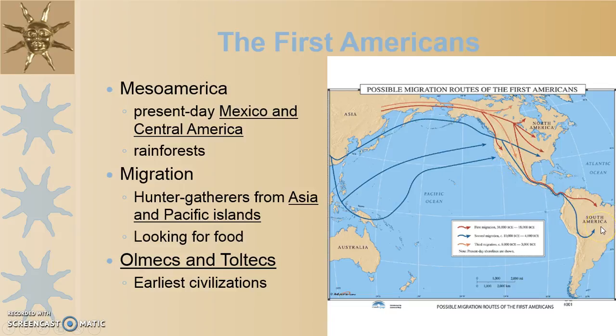But nonetheless, the people that migrated to the continent did follow food south and ended up settling in these areas. The first civilizations that we know of in Mesoamerica are the Olmecs and the Toltecs. There's not a whole lot that we know. They don't leave a lot of written records, but artifacts suggest that they were the oldest civilizations, and they're going to influence the following civilizations.